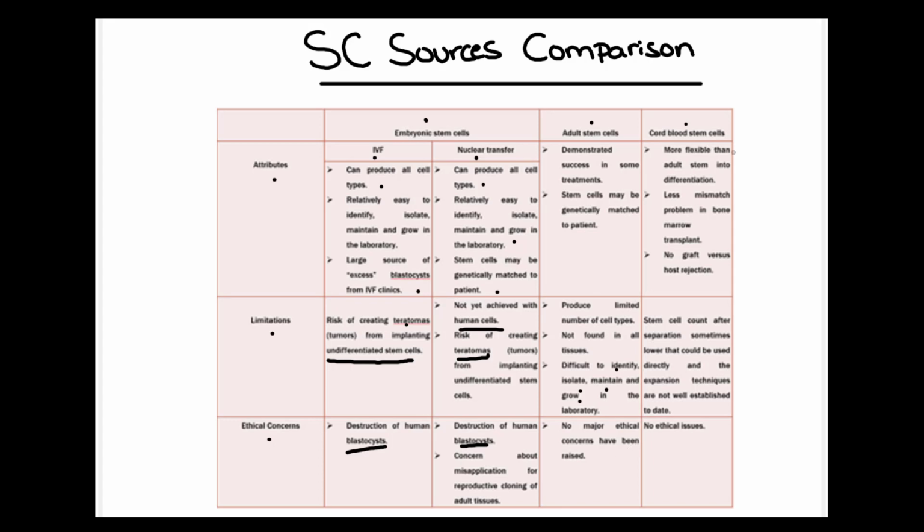With the cord blood stem cells, they are more flexible than the adult stem cells in terms of differentiation. Less mismatch problems happen in bone marrow transplant, and there are no graft versus host rejections, so the body does not attack them. The biggest limitation with cord blood stem cells is that the stem cell count, which is done after the separation, is sometimes lower than the amount that can be used directly. Ethically speaking, there are no ethical issues that have been raised.